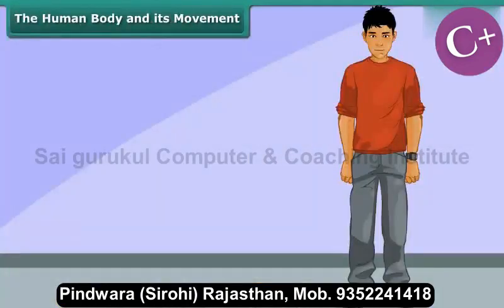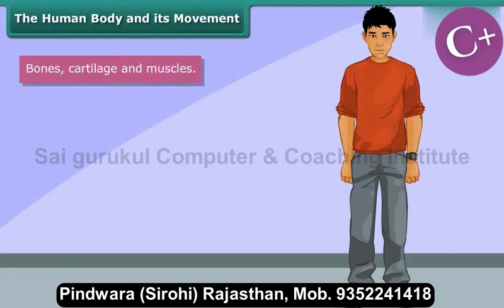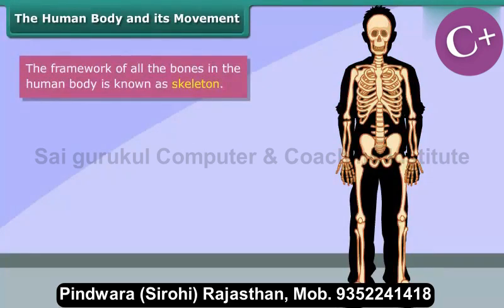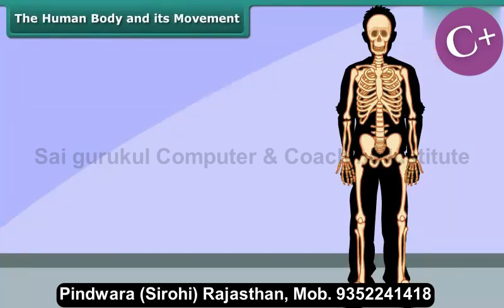The human body and its movement. As we already know, the shape of our body is due to the presence of bones, cartilage and muscles. And there are 206 bones in the human body. The framework of all the bones in the human body is known as the skeleton. It consists of the skull, hand bone, shoulder bone, rib cage, pelvic bone, backbone, leg bone and cartilage.